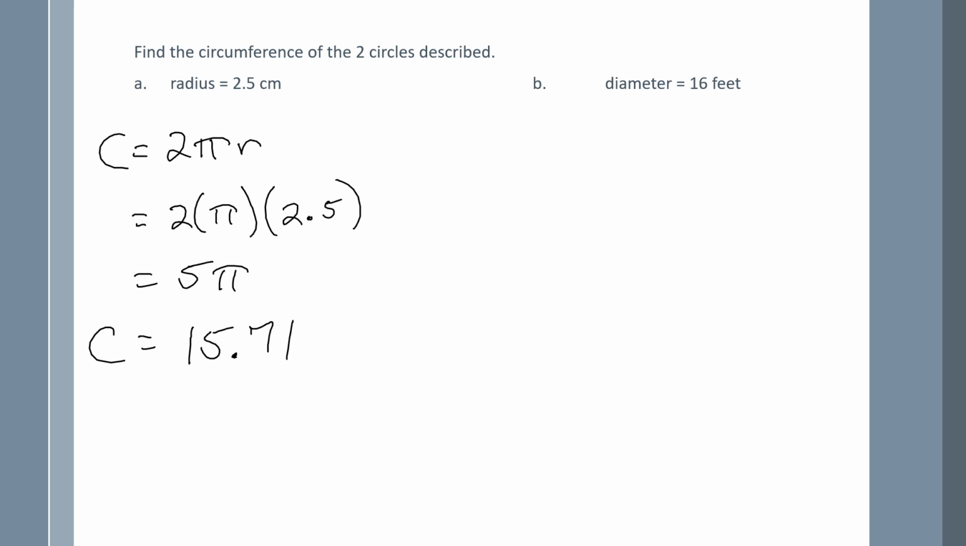In terms of pi times the diameter, this would be equal to pi times the diameter. So the circumference is basically 16 pi, and we could stop there if it's just in terms of pi. But if they're asking us to round to the nearest hundredth, we just take our calculator and do 16 pi, and I've got 50.265, so we'd say 50.27.